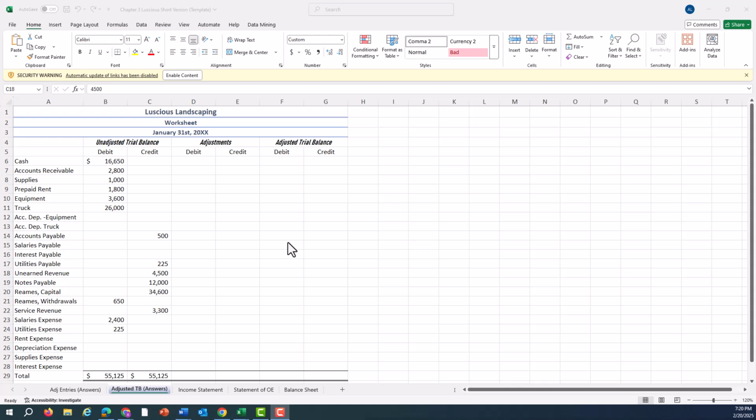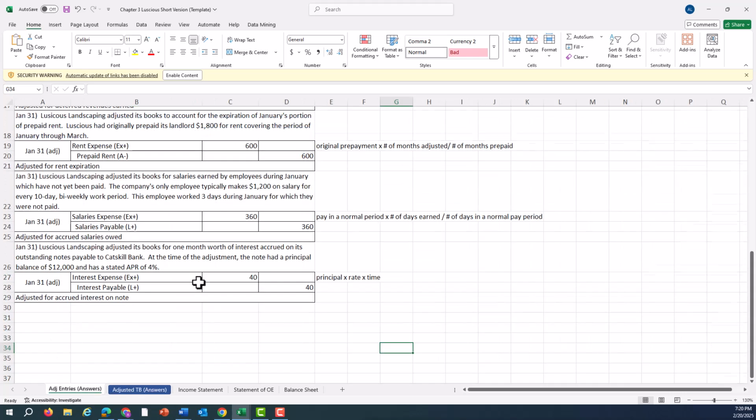I like the worksheet method, where on one side we have the unadjusted trial balance, and via our adjustments we turn that unadjusted balance into an adjusted balance. How do we do so? Well, what we do is we basically take whatever happened in our adjusting entries and we enter it into the adjustments portion of this worksheet. So back to the adjusting entries that we just prepared.